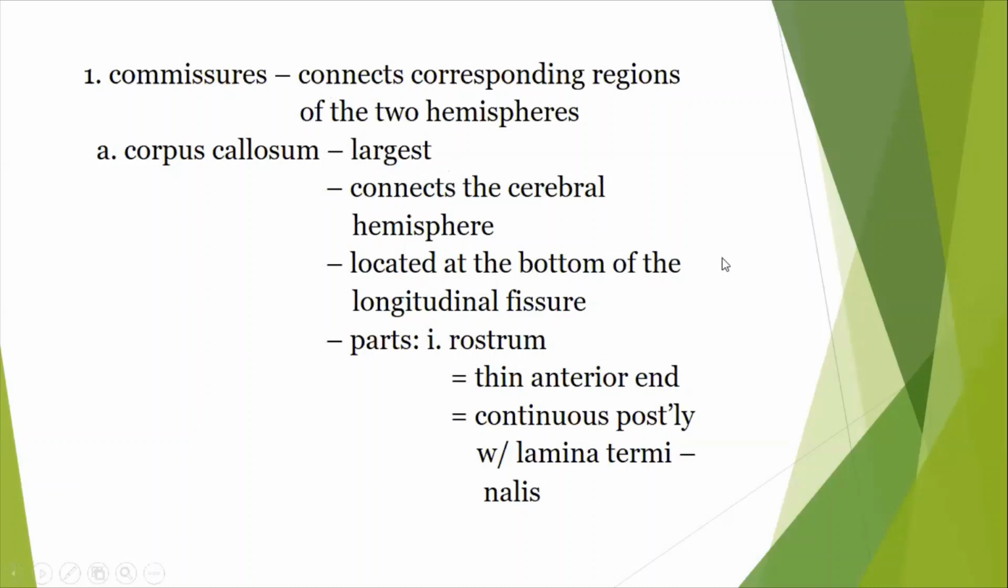Now, this is located at the bottom of the longitudinal fissure. So this has several parts. You have the thin anterior end, which is known as your rostrum. Remember that the corpus callosum is sort of an inverted C. So the anterior portion, which is thin, is known as your rostrum. And it will continue posteriorly with the lamina terminalis.